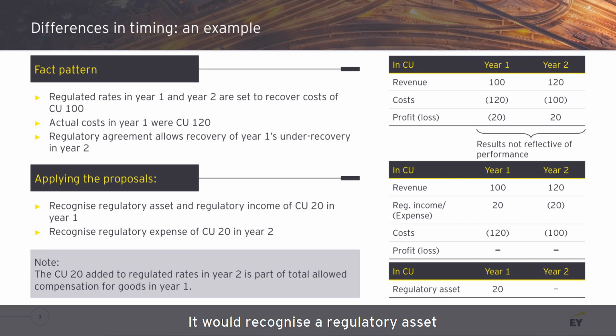It would recognize a regulatory asset of 20 in year 1 for the right to increase the regulated rates in year 2. The entity would subsequently unwind the regulatory asset by recognizing a regulatory expense of 20 in year 2 to reflect amounts in the regulated rates charged and recognizing revenue in year 2 that provides compensation for goods already supplied in year 1. It should be noted that the 20 added to the regulated rates in year 2 is part of the total allowed compensation for the goods supplied in year 1, not for those supplied in year 2.